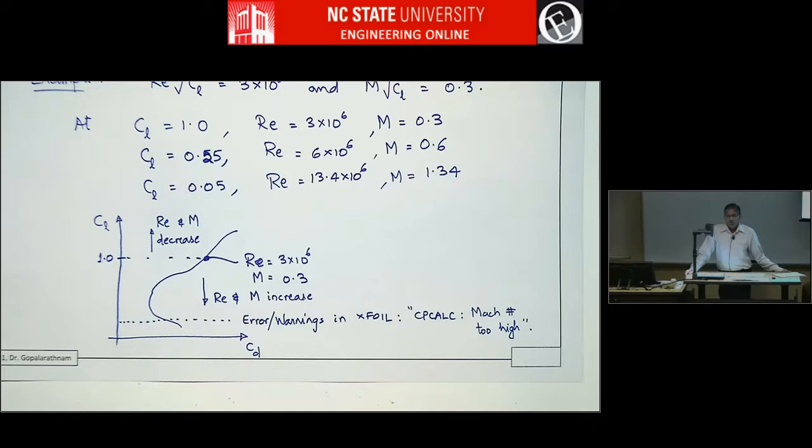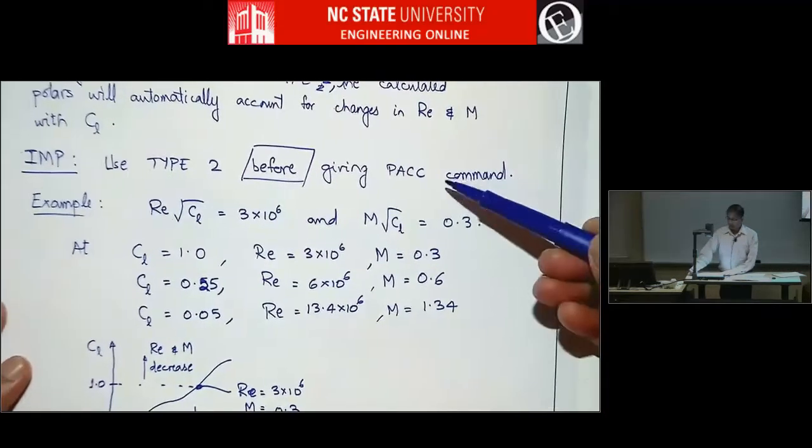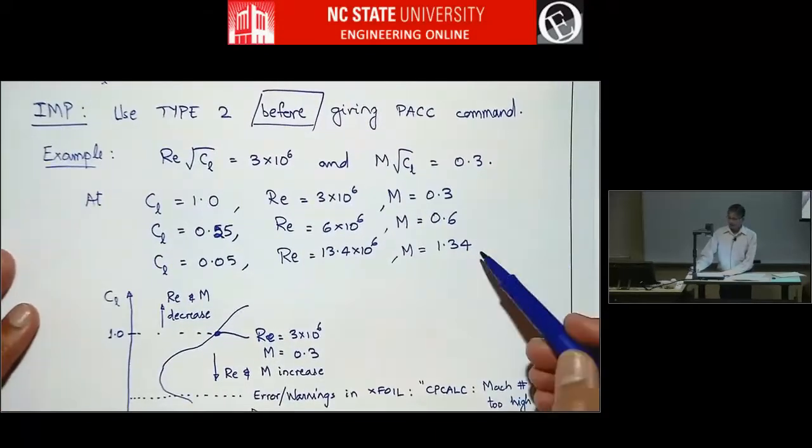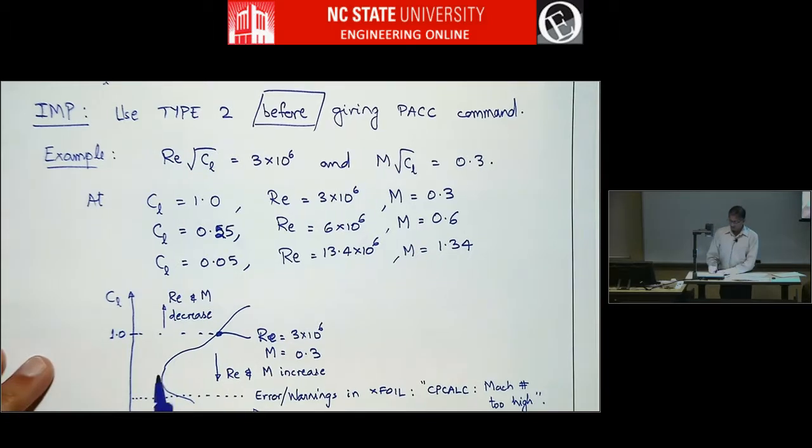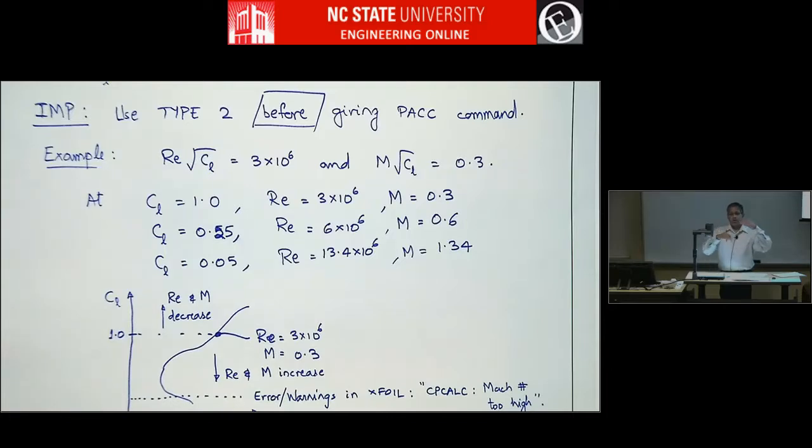So when you do a polar accumulate, right, when you do a PACC, you won't know beforehand when these things are going to happen, and X-foil probably won't even converge. So that's actually a good thing. You can blindly give a polar analysis saying go from here all the way up here and then go from here all the way down here. But at some point when this problem happens, X-foil won't converge, and so it won't write the data to the file. So that's a good thing.